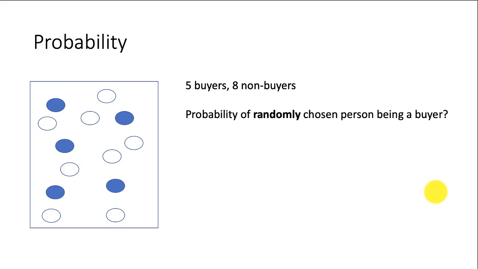So what is the probability of this randomly chosen person being a buyer of our company's product? Clearly, since there are 5 buyers and a total of 13 people, if we repeat this experiment often enough, you'll see that roughly in the proportion of 5 on 13, the person you randomly choose is a buyer. And by a proportion of 8 over 13, you will see that this randomly chosen person is a non-buyer.